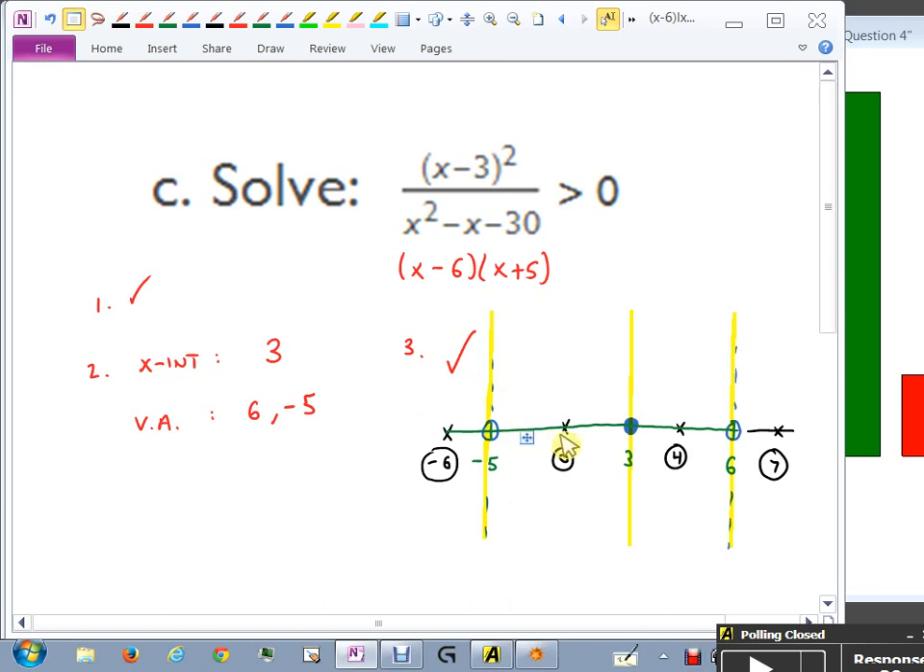What about 0? Does 0 work? Again, just check the bottom. Negative and positive is negative. Plug in 0 here, you get negative 6. Plug in 0 here, you get 5. Multiply the two, you get a negative. Positive divided by negative is negative. That's not bigger than 0. So this wouldn't work. What about 4? Negative and positive is negative, and the top is positive, so that doesn't work.